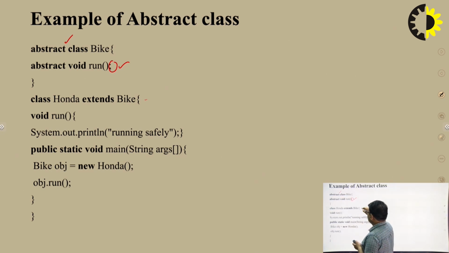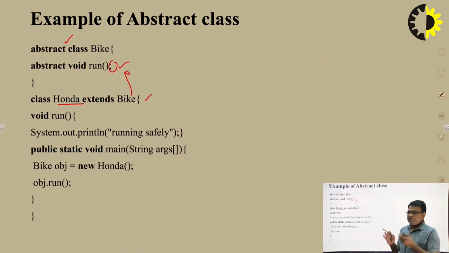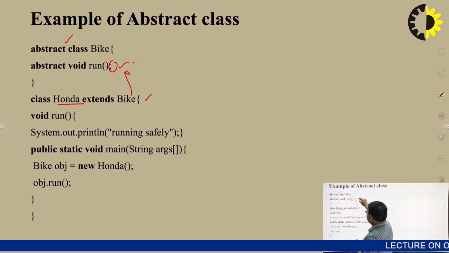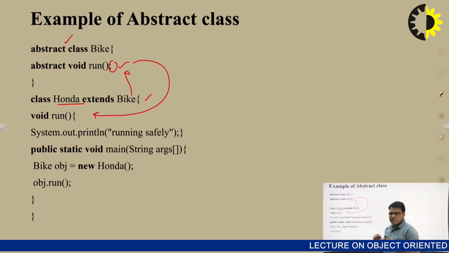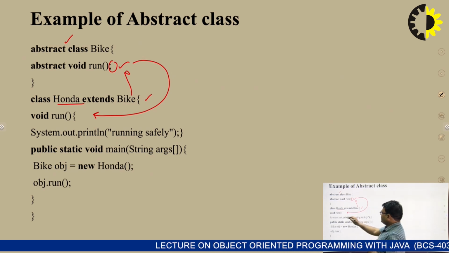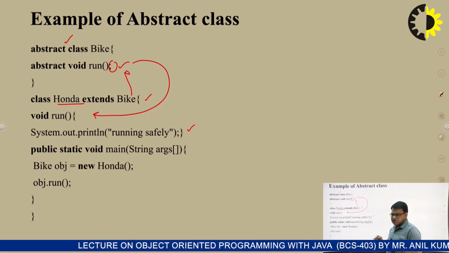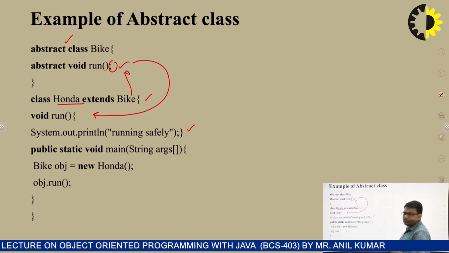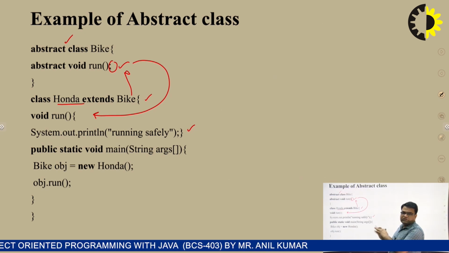There is no body of this method because this method is abstract. The class Honda is a non-abstract class that extends the abstract class. It is the responsibility of this class that extends the abstract class to complete this abstract method, giving the implementation details of that particular method. We can see there is a run method, also defined by the subclass that extends the abstract class. The run method here provides the body.